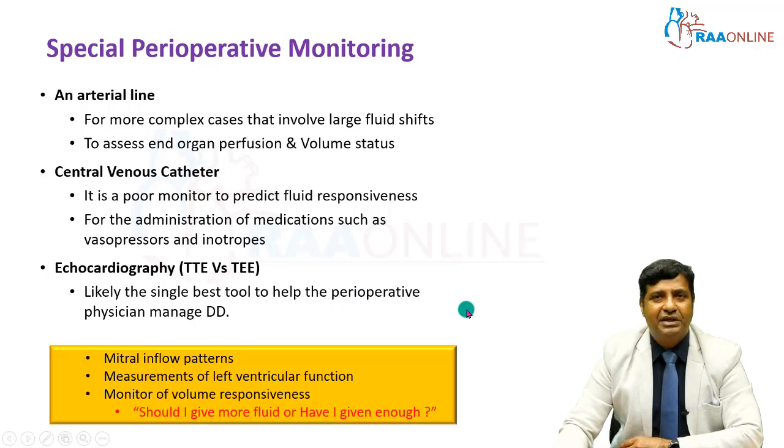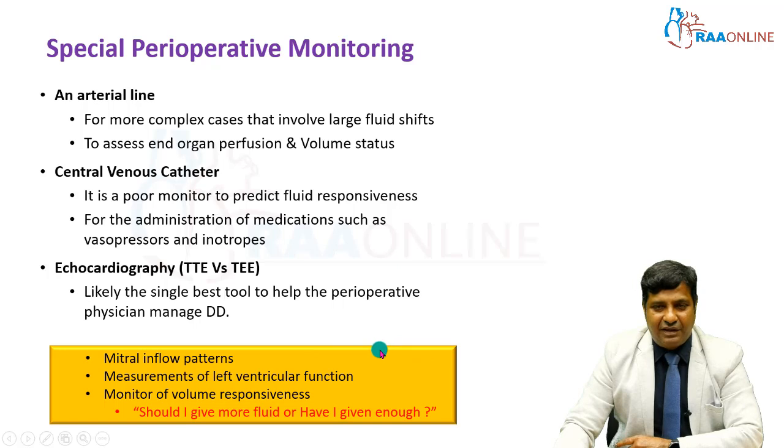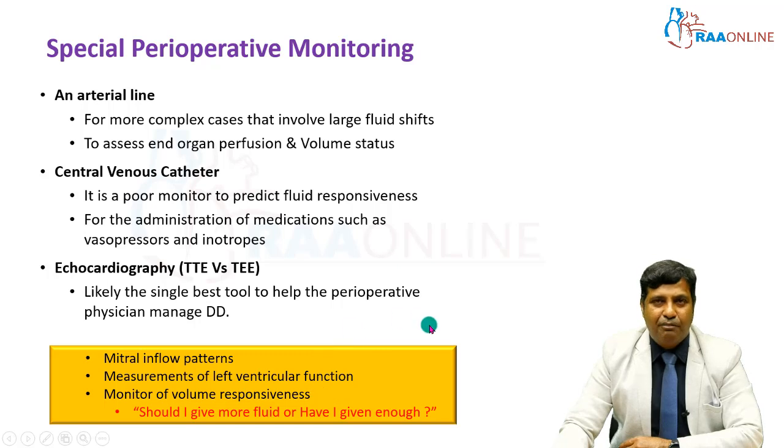So what information are we going to gain from this? As I have already told you, mitral inflow patterns and tissue Doppler imaging. By doing that, we can know exactly what grade of diastolic dysfunction the patient has at present, whether the patient is worsening or improving. And also you can assess the left ventricular function. Most importantly, the volume responsiveness.